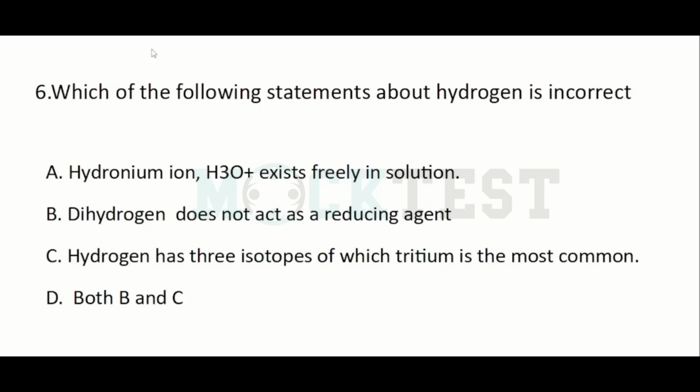Which of the following statements about hydrogen is incorrect? Option A, hydronium ion H3O+ exists freely in solution. Option B, dihydrogen does not act as a reducing agent. Option C, hydrogen has 3 isotopes, of which tritium is the most common. Option D, both B and C. The answer is both B and C. Both these statements are incorrect.